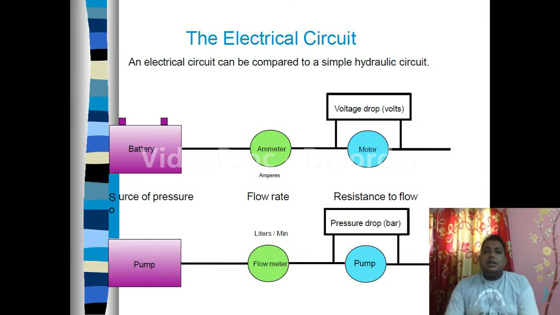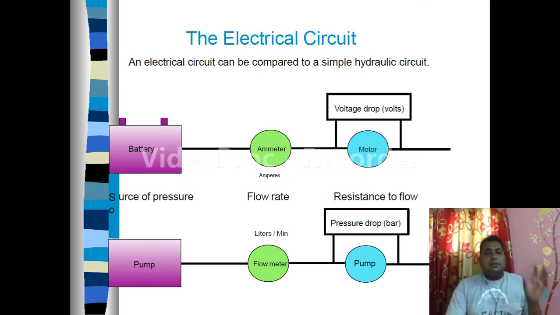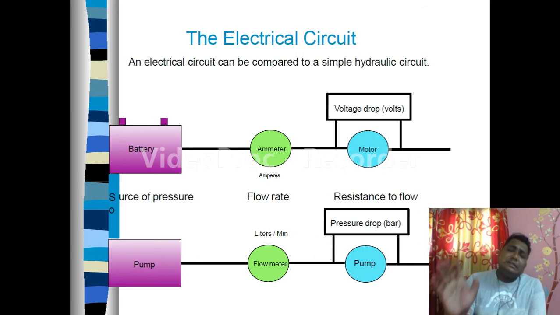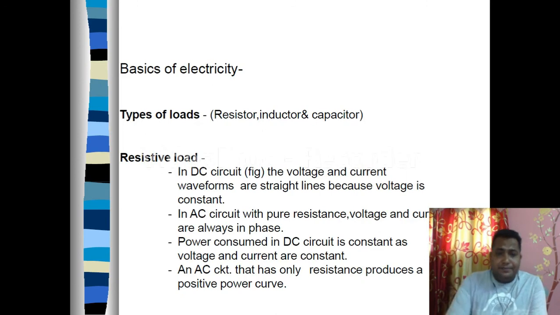Okay. So this is an electrical circuit representation. There is a battery, there is an ammeter to measure the current, and there is a motor across which the voltage drops occur. So this is just a pictorial representation of the simplest kind of circuit.